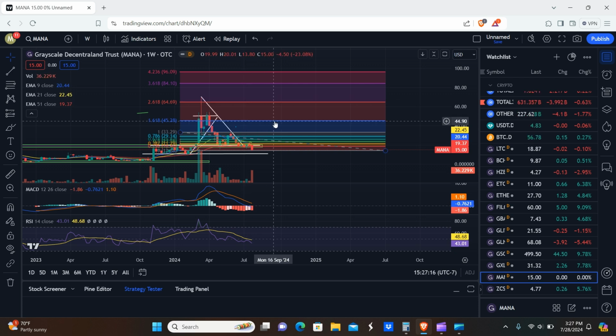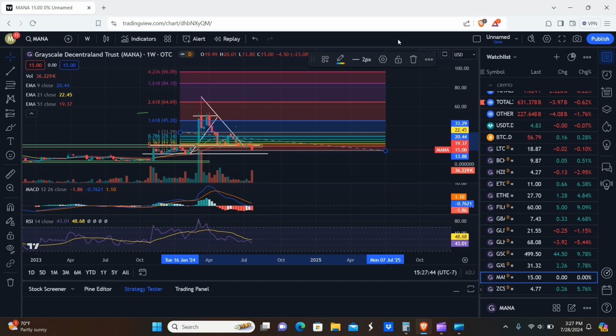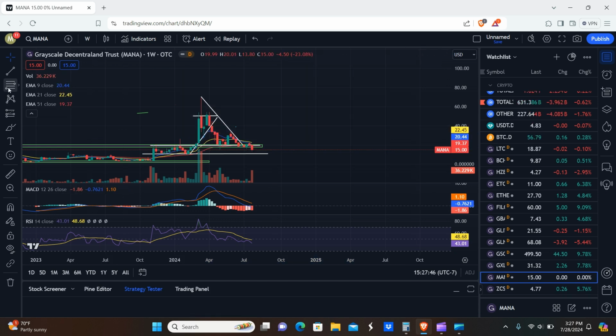Okay, so you can see this fib level here is lower than these, but we'll just go over it anyway. So 45, 65, 84, and 96 respectively on Mana. So 96 divided by 15 is a 6.4x. So that's actually pretty good. So 6.4x times 2,000, 12,800. Now we'll do the max level one.